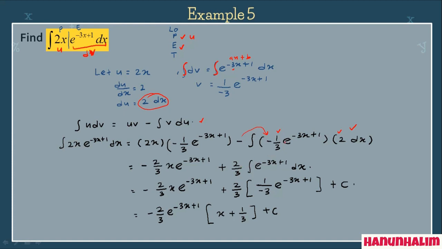So what is left is the integral of e to the power of negative 3x plus 1. The front part we just copy back, and then 2 over 3 we also copy back. Now we want to integrate e to the power of negative 3x plus 1 dx. Do it like how we integrated dv earlier. So we will get negative 1 over 3 e to the power of negative 3x plus 1, and don't forget plus c. After that we can simplify.